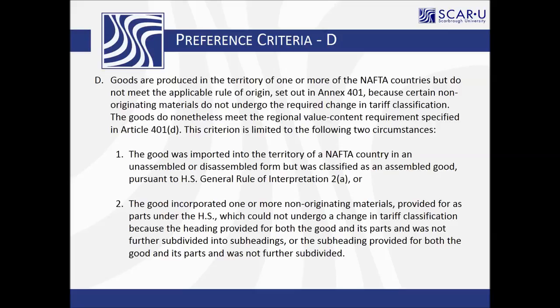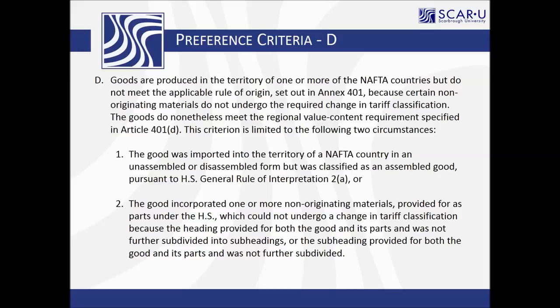One, the good was imported in the territory of a NAFTA country in an unassembled form, but was classified as an assembled good. Here's an example. You import bicycles, but you want to say that they were assembled in the United States. So you import all the parts. Let's say you imported 100 bicycles in one container. There are exactly 200 wheels, 100 sets of handlebars, and you go through every part and they work out exactly in those spares. You classified them as bicycles because that's allowed in the tariff. You don't classify each part in that scenario.